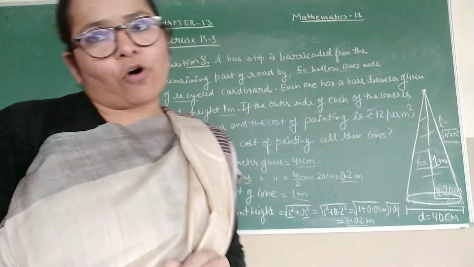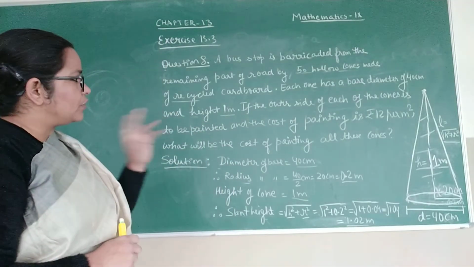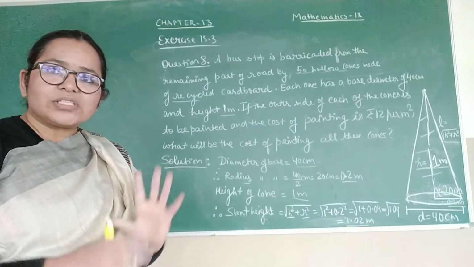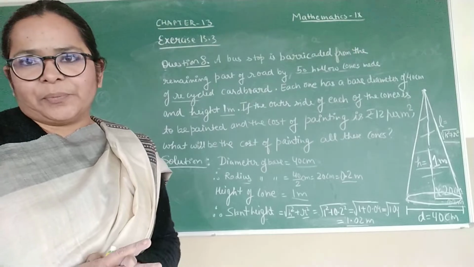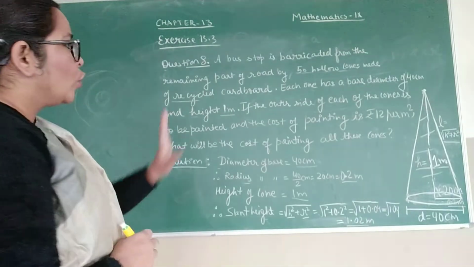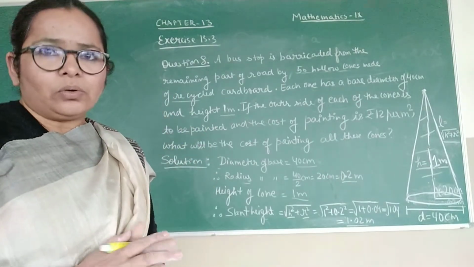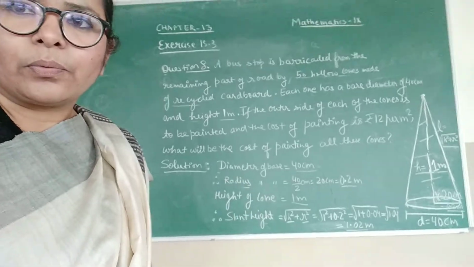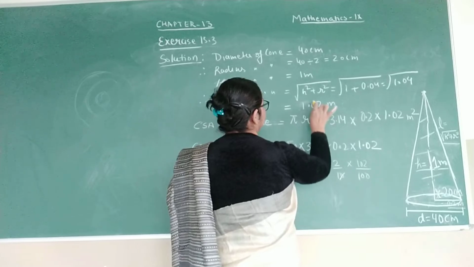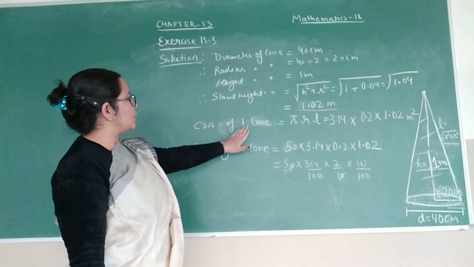Now let us use the formula for curved surface area of a cone to find the curved surface area of a single cone. Then we will multiply it with 50, because there are a total of 50 cones to be painted, and then we will multiply it by the rate of painting, which is rupees 12. We can do all this together also. Let us see how. We have reached here: the slant height of the cone is 1.02 meter. Now let us find the curved surface area of one cone.